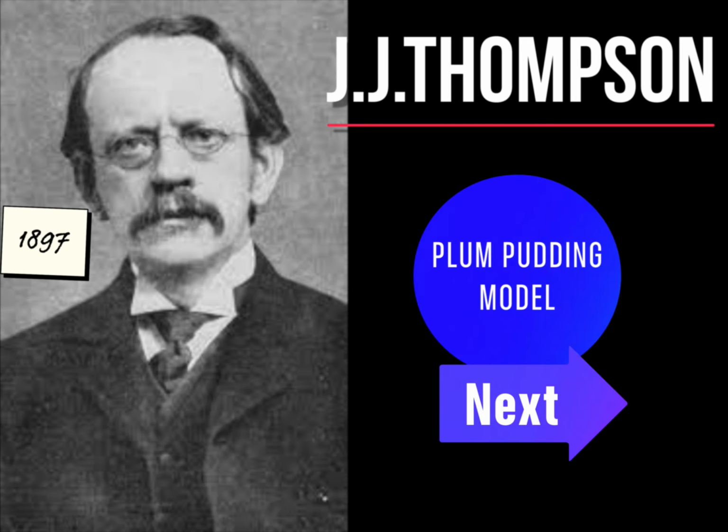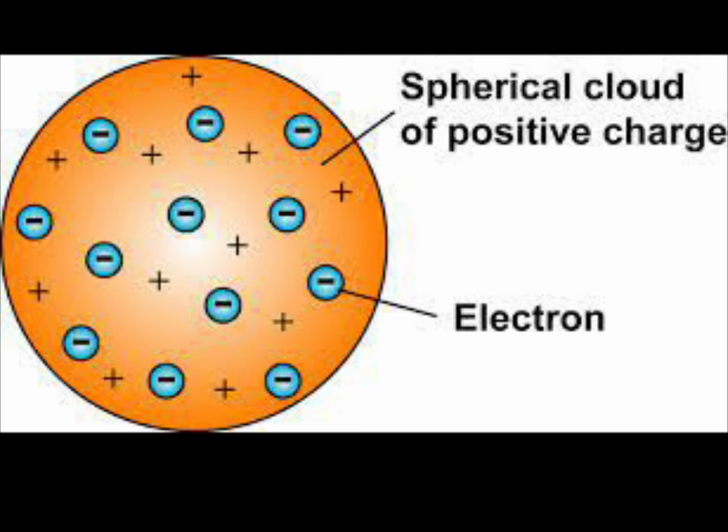Fast forward a few years after Dalton, in 1897, a British scientist, yet again named J.J. Thomson, discovered the plum pudding model, which dictated that an atom looked like a plum pudding. Let's learn more about it with the help of a picture. Here is a picture of the plum pudding model. As you can see, the picture is not mine. It is from Google. So the orange region which you see is the spherical cloud of positive charge, and the blue regions which you see are the regions of negative charge, which are the electrons.